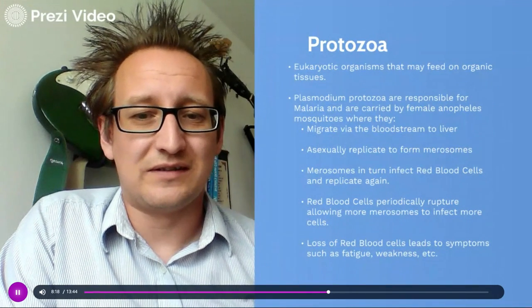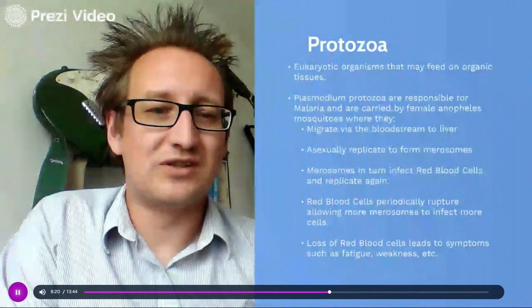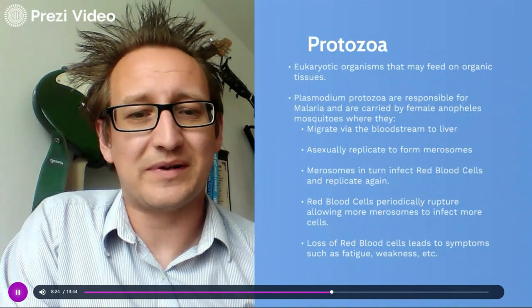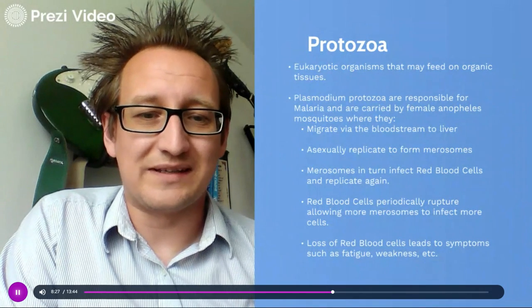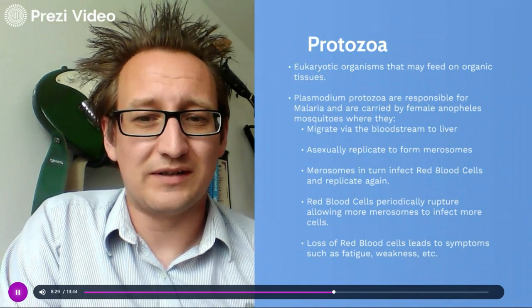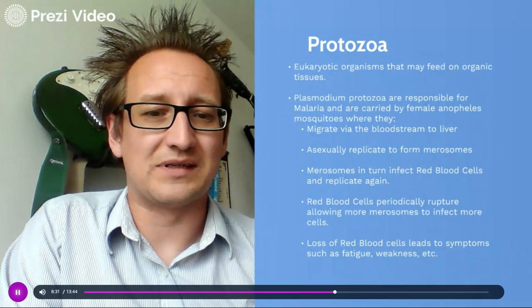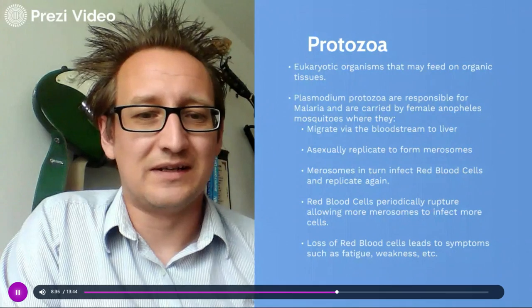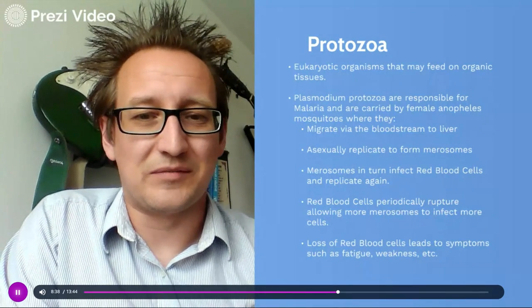Now, for the patient that's suffering with malaria at this stage, they may not show many symptoms, but as those merosomes begin to replicate again, the red blood cells may begin to rupture. And as they rupture, the red blood cell count of that patient begins to drop, and we may see symptoms such as fatigue, weakness, and anemia. And the consequence of this can be fatal.